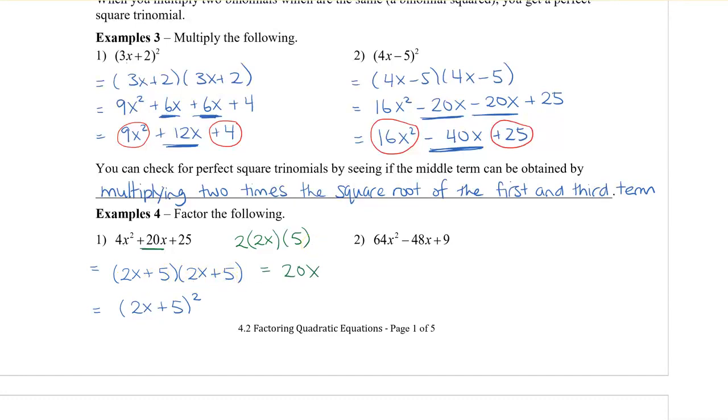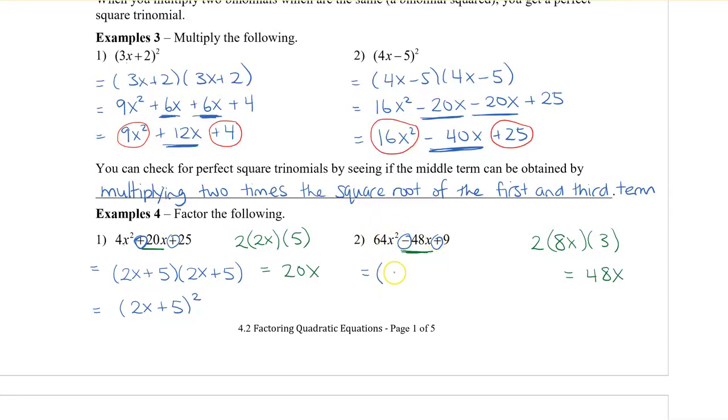So let's take a look at another one. The square root of 64x squared is 8x. The square root of 9 is 3. Multiplying that by 2, I get 48x. That's great, because that's what I have for my middle term. Now it is minus, but that's okay. So we can always say that it's a perfect square trinomial as long as the two signs are both positive, or the first one is negative and the second one is positive.